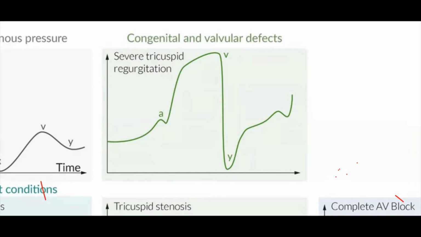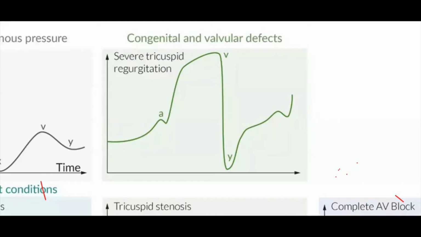X descent is what? X descent, we said, comes after closure. Exactly. The right atrium is supposed to be relaxing and the pressure is dropping. But now blood is coming so swiftly and strongly into the right atrium because of severe TR, so the pressure will not relax. And that's why we have a sudden jump from A to V.